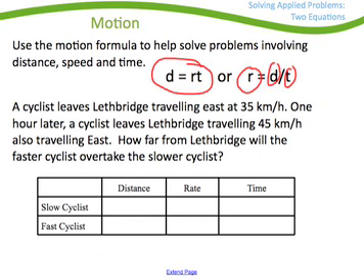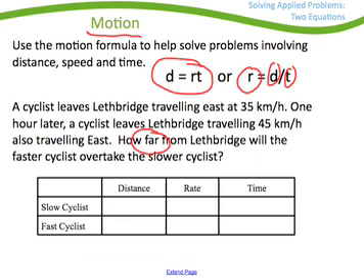So it says a cyclist leaves Lethbridge traveling east at 35. An hour later, another cyclist leaves Lethbridge traveling at 45, also traveling east. So the question is, how far away from Lethbridge will the faster cyclist overtake the slower cyclist? Now, when the one overtakes the other one, the distance for both the slow and the fast cyclist will be the same. And often in motion questions, you look for the thing that is the same.